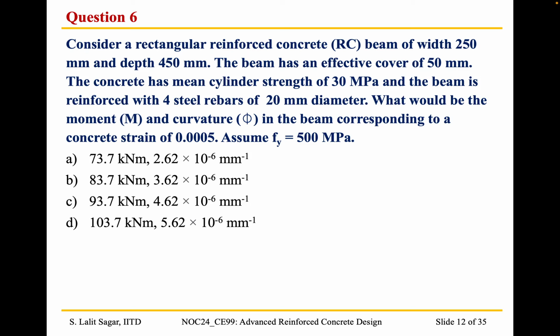The concrete has a mean cylinder strength of 30 MPa, that is f'c, and the beam is reinforced with 4 steel rebars of 20 mm diameter, and the steel has a yield strength of 500 MPa. So if the concrete undergoes a compressive strain of 0.005, what would be the corresponding moment and curvature that is developed in the beam? So that is the question.